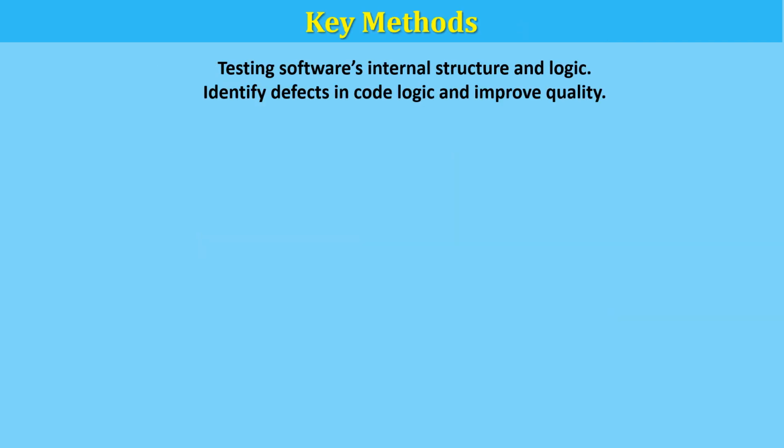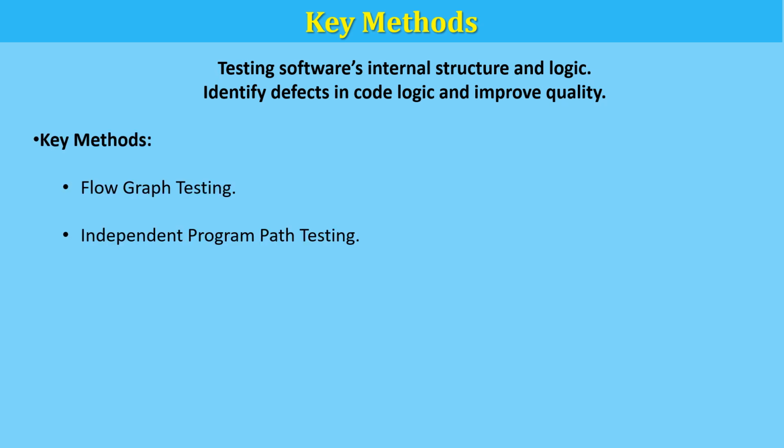Key methods. White box testing, also known as structural or clear box testing, as I said, involves testing the internal working of the application. Unlike black box testing, which focuses on functionality from a user's perspective, white box testing ensures that the software's internal processes are correctly implemented and efficient. These testing techniques examine the program's flow, decision making, and structure, verifying that each part functions as expected.